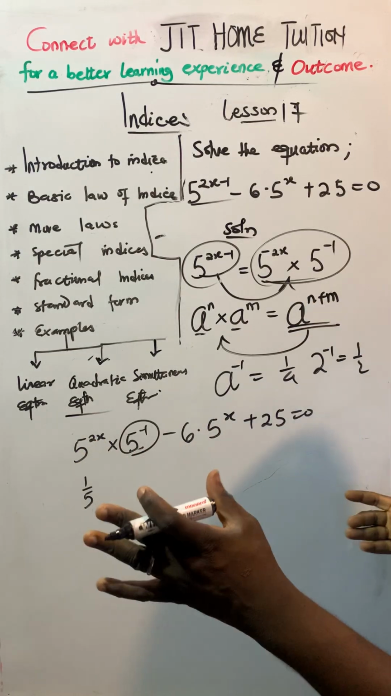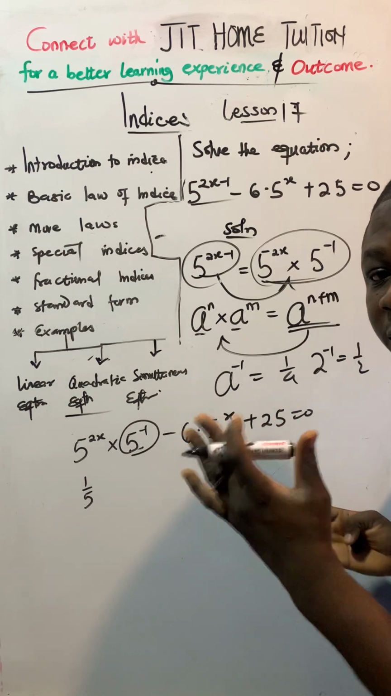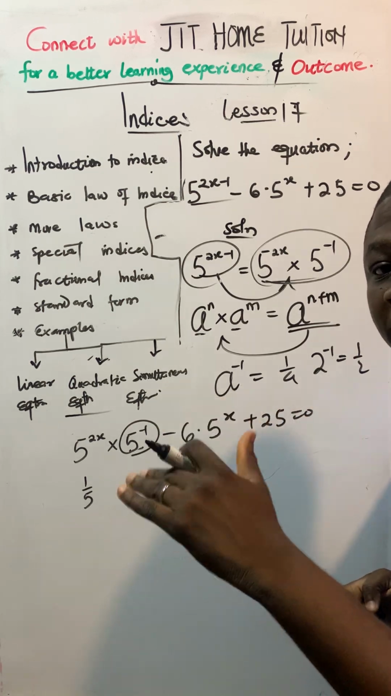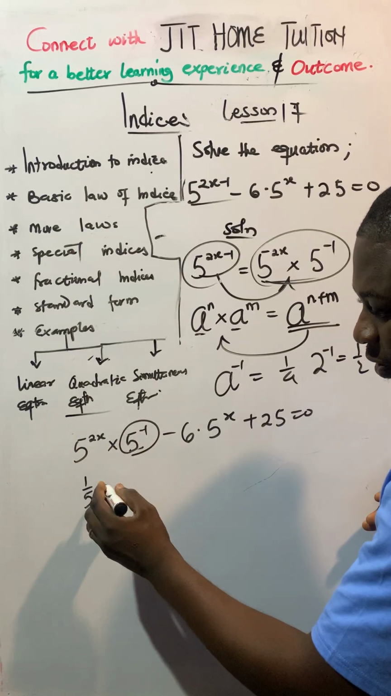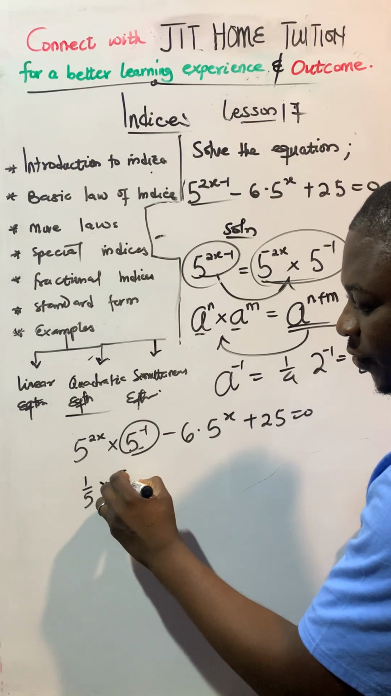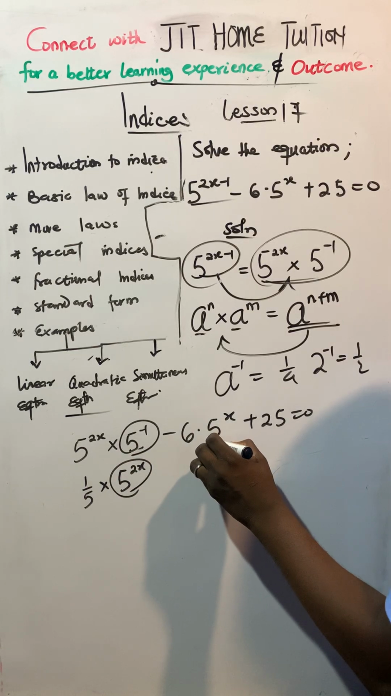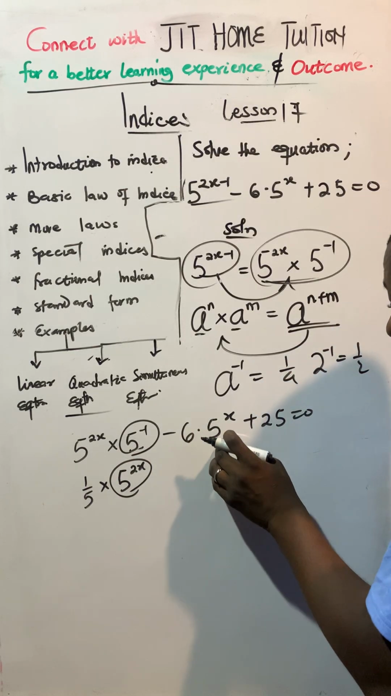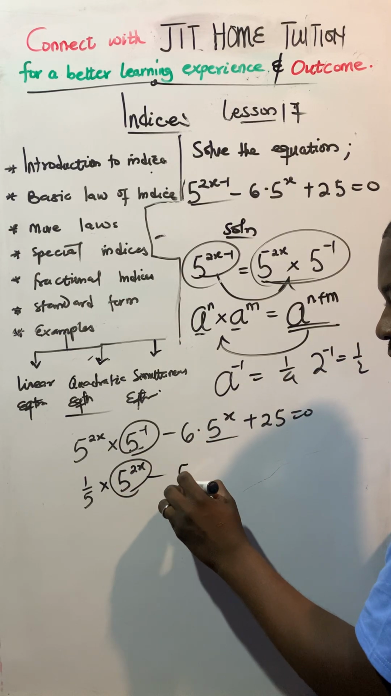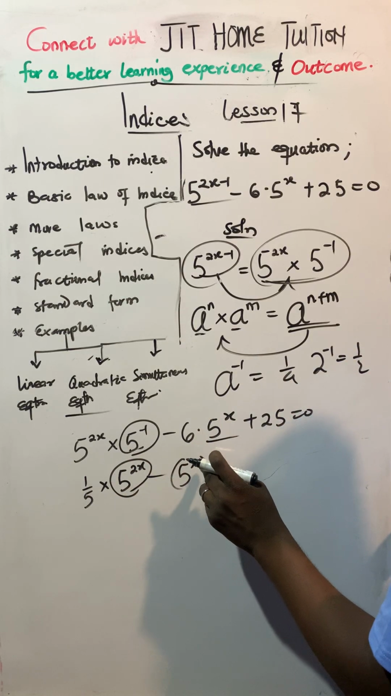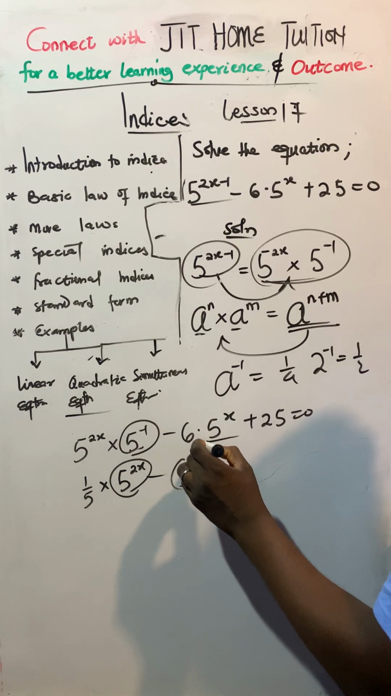Let me write it first. You know, multiplication is commutative, so a times b is the same as b times a. That is, 2 times 3 is the same as 3 times 2. So since they are multiplying, I can bring this one here, times 5 exponent 2x. Now let me talk about it a little. You can see that this side is 5 exponent x. We can write this one as 5 exponent x, bracket exponent 2, and they will multiply.